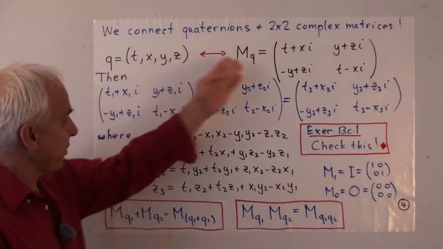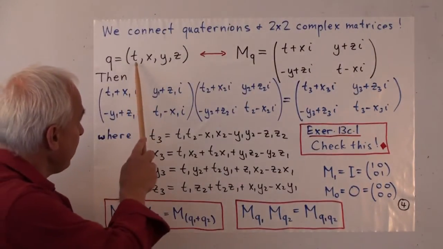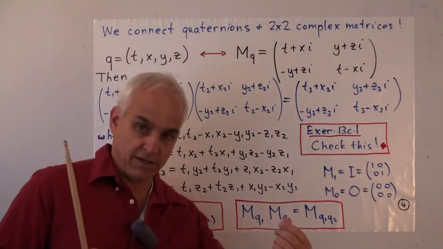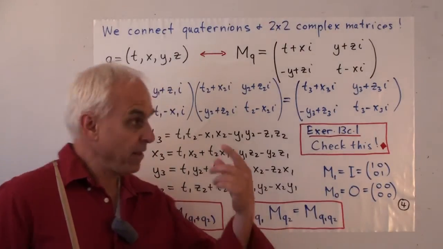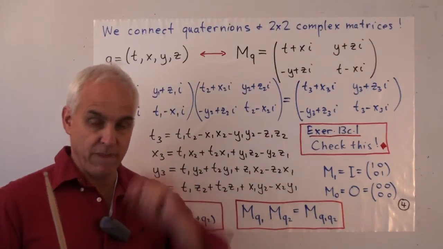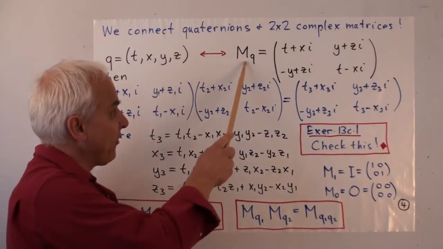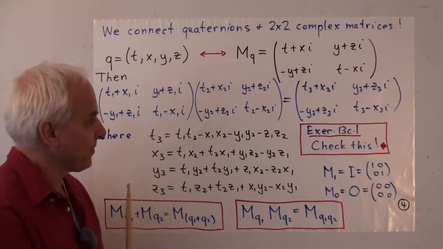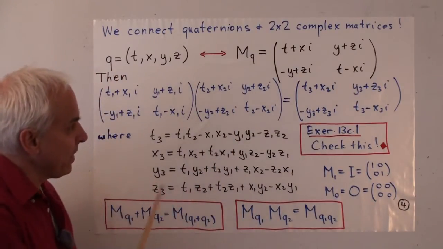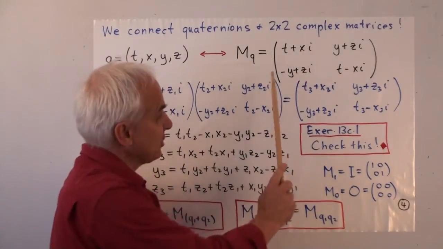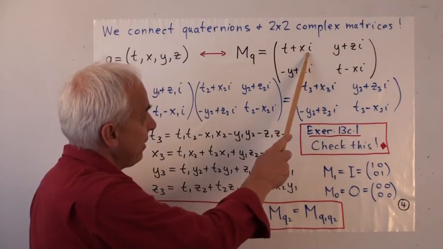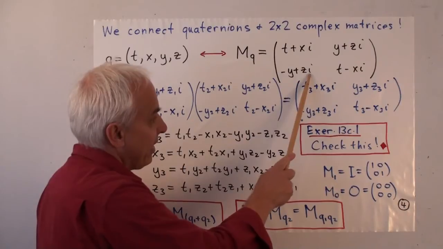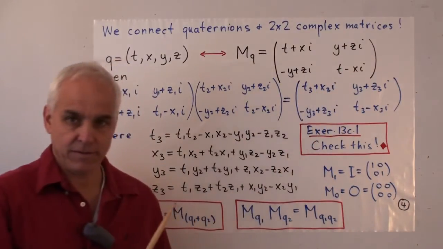And here's exactly what we're going to do. We're going to take a quaternion, with entries t, x, y, and z, and we're going to associate to that this particular 2 by 2 matrix. It's going to be called M sub q. That quaternion is called q. M sub q is by definition the 2 by 2 matrix whose entries are t plus xi, y plus zi, and then minus y plus zi, and t minus xi.